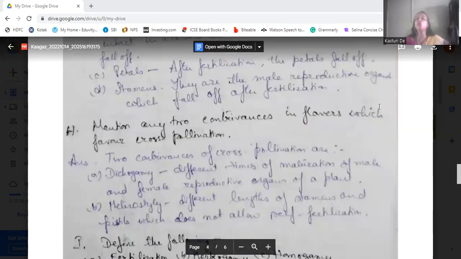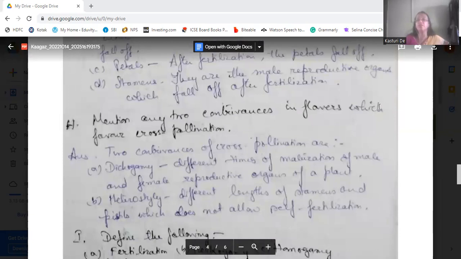Then mention any two contrivances in the flowers which favor cross-pollination. Okay. So two contrivances for cross-pollination are dichogamy and heterostyly. Dichogamy is different time of maturation of the androecium and the gynoecium. That is, the male reproductive part and the female reproductive part of the plant maturing at different times. Then heterostyly, that is different length of the stamens and pistils, which do not allow self-pollination.